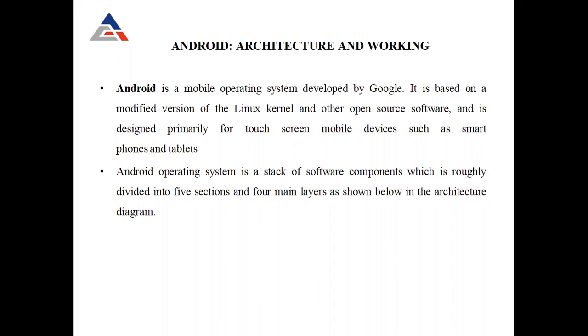Android operating system is a stack of software components, which is roughly divided into 5 sections and 4 layers that we explain in the next figure. In the next figure, we explain what the 4 layers are and how those 4 layers are divided into 5 sections, and then explain each section one by one.